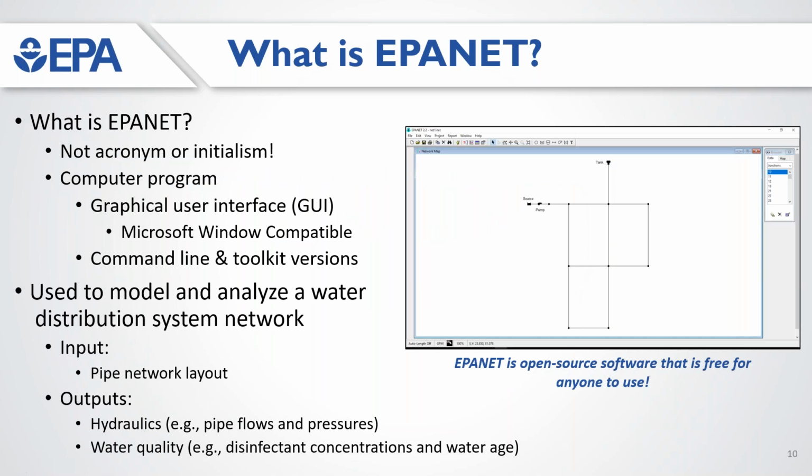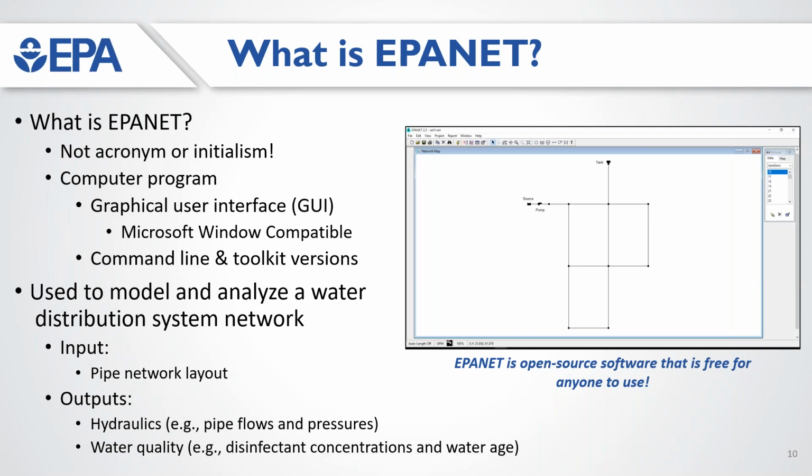So what is EPANET? EPANET is not an acronym nor initialism, and we prefer that it's an all caps designation. EPANET is a Microsoft Windows-based computer program that is for your desktop or laptop. EPA currently provides 3 versions of EPANET, a graphical user interface or GUI, a DOS command line, and a programmable toolkit for those that want to customize custom applications of EPANET.